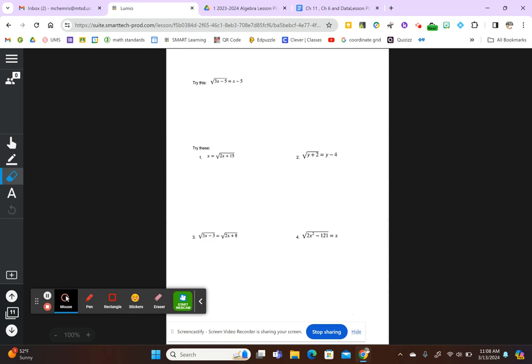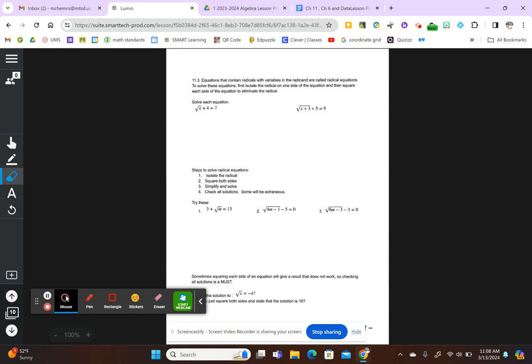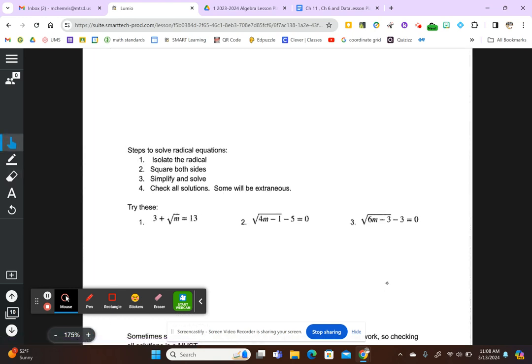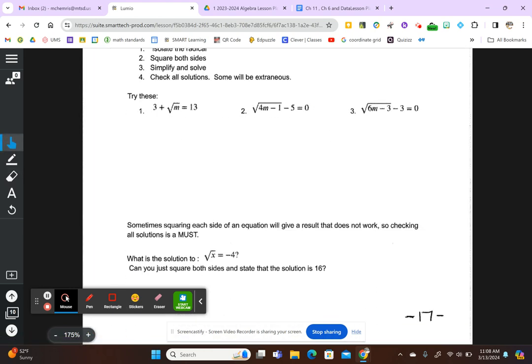Oh, go back. I'm sorry. We're going to look at the bottom of the page. And it says, sometimes squaring each side of an equation will give a result that does not work. So checking all solutions is a must.